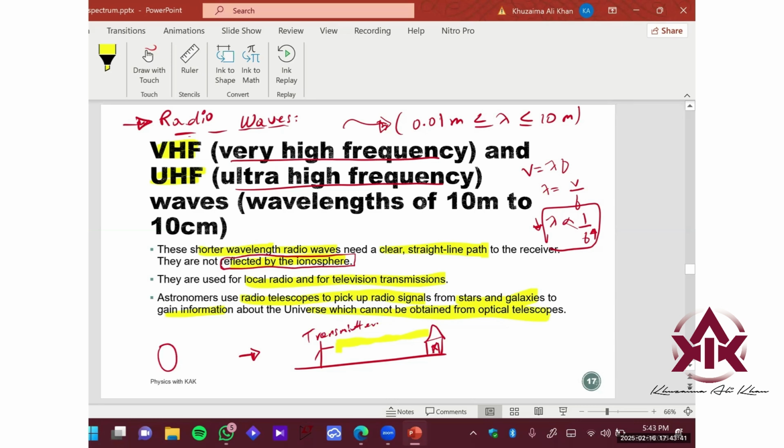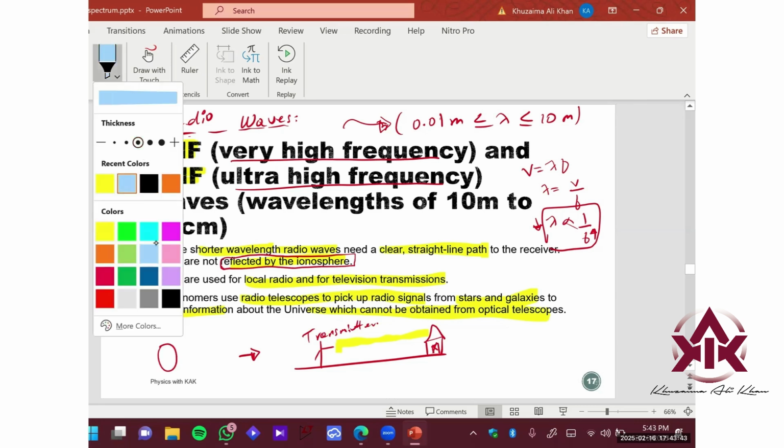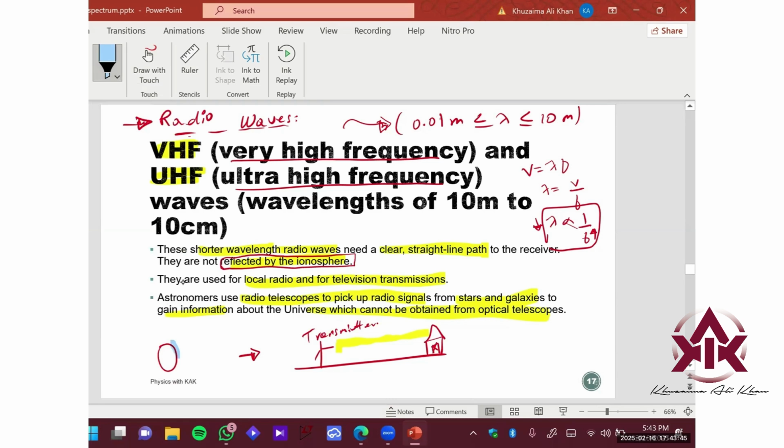Let's say this is Earth over here, and then we have the ionosphere here. If the wave crosses this, it's going to go into space, right? It cannot be reflected over here. So that's why we need to send these sorts of waves only in a straight line direction, in a straight, clear path. There should not be any mountains or any blockage in between, right? And where do you use this? In local radio and for television transmission.